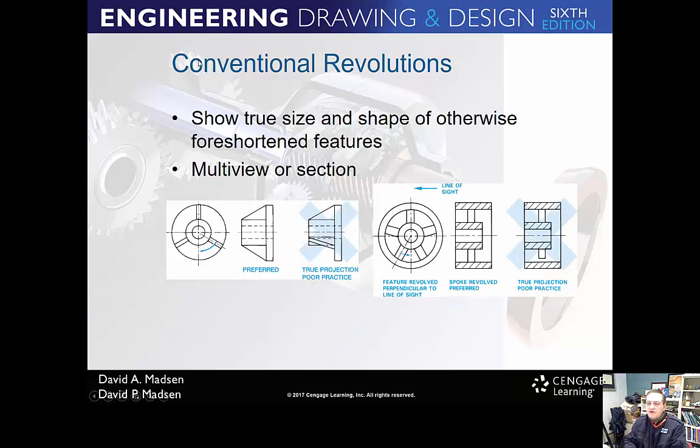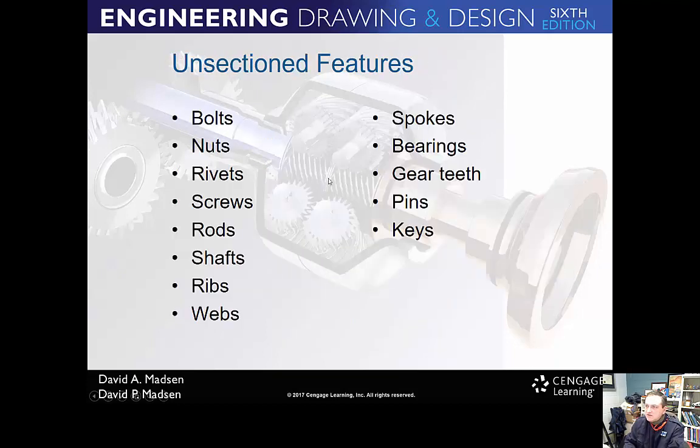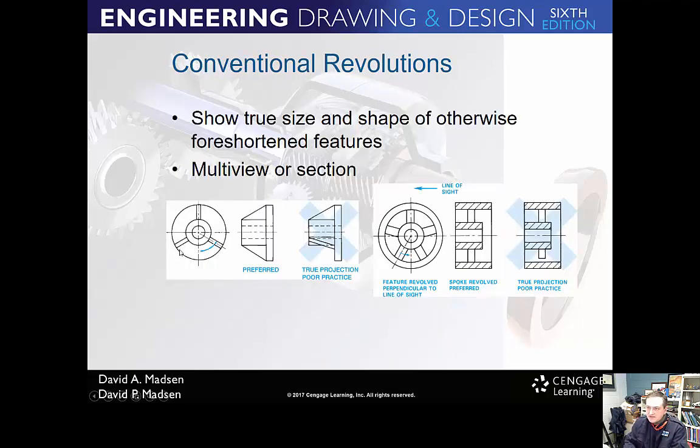All right, so conventional revolutions. And you're like, what? We talked about this. We said webs, or let's see, here, let's back up. What did it say that you don't section? Spokes, webs, and ribs. Okay, so think of this as a web. This is a spoke, right? Sometimes these might be considered ribs, but it's a web.